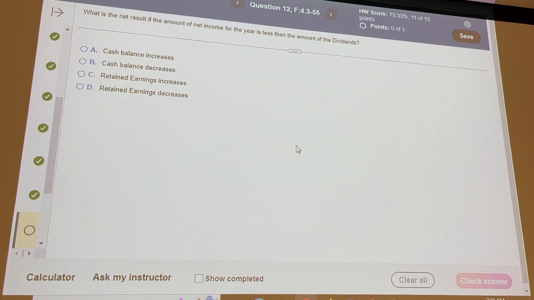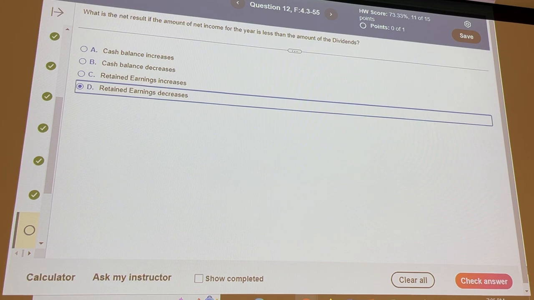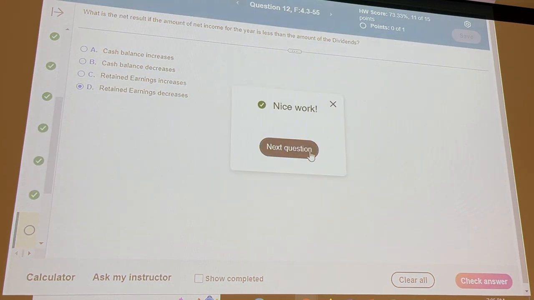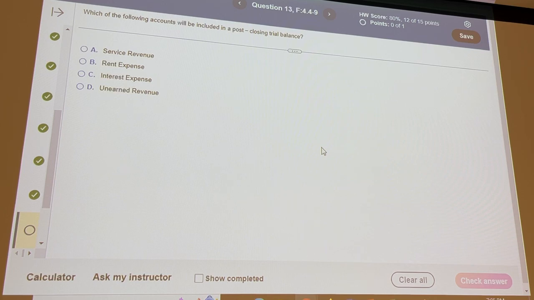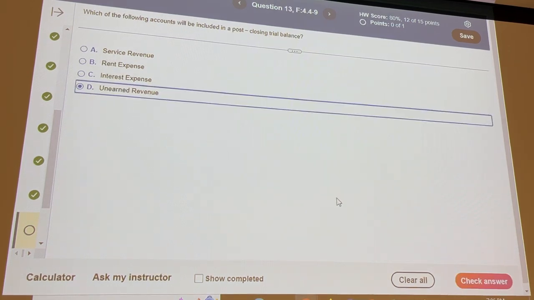What is the net result if the amount of net income for the year is less than the amount of the dividends? Retained earnings decrease. Yes, retained earnings decreases. Which of the following accounts will be included in a post-closing trial balance? Unearned revenue? Yes, that's a liability account, so it would still be there as a permanent account when you do the post-closing trial balance.